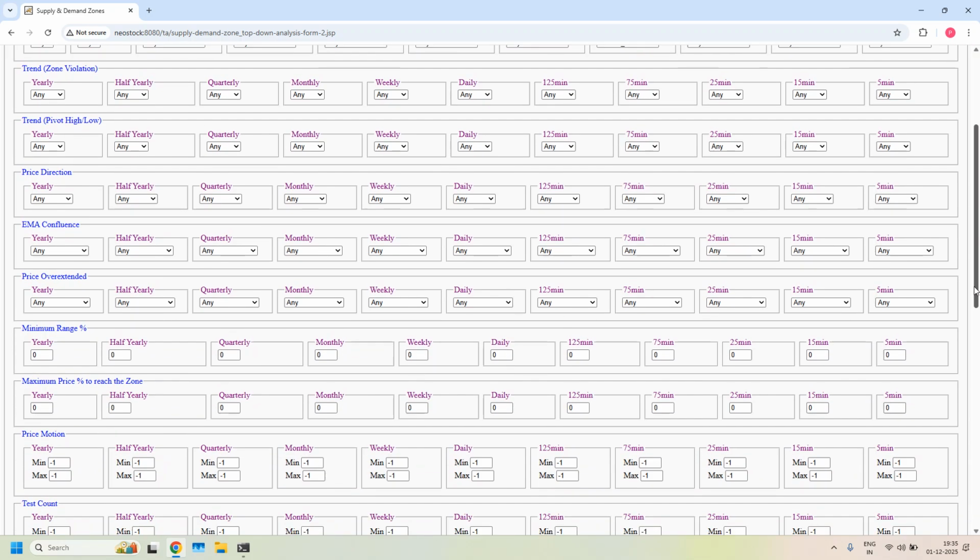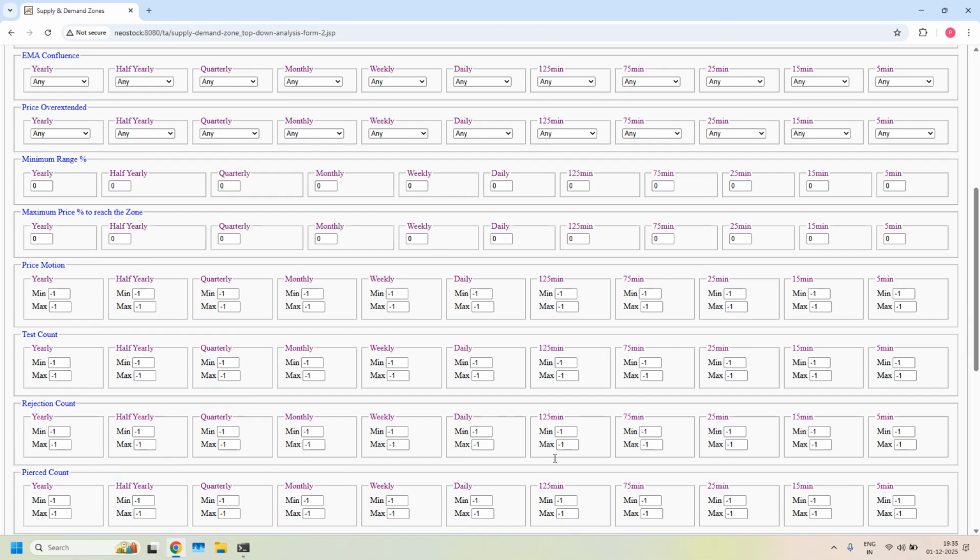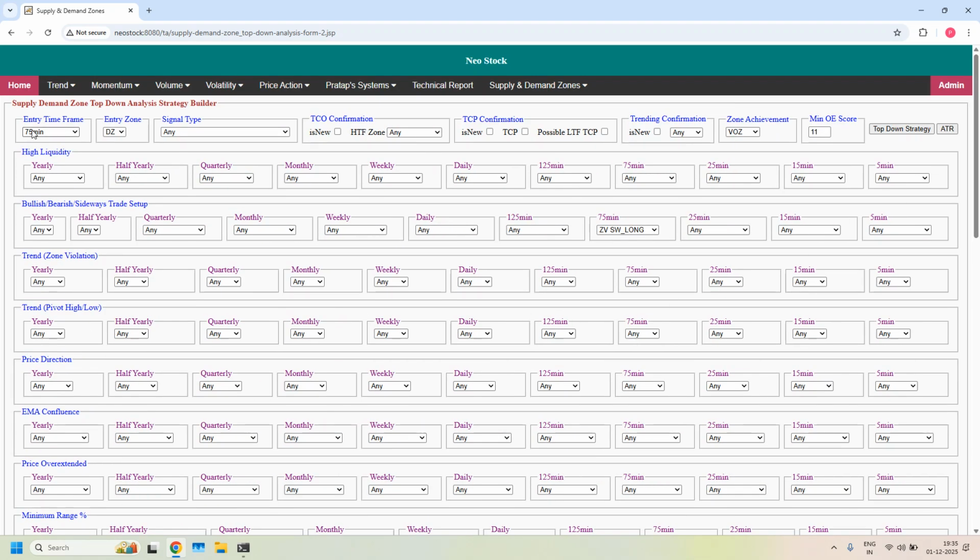So for that, I am selecting another parameter, pierced count. In the pierced count parameter, at entry time frame 75 minutes, I am selecting minimum value as 0 and maximum value as 0. That means the pierced count is 0. Pierced count 0 means the zone is not pierced. Which zone, demand zone or supply zone? Whichever zone you select here. Because I selected the 75 minute demand zone, it should not be pierced.